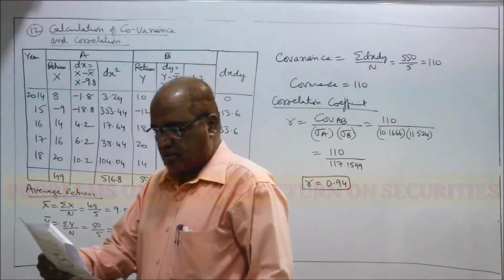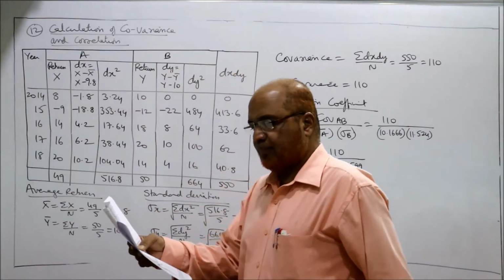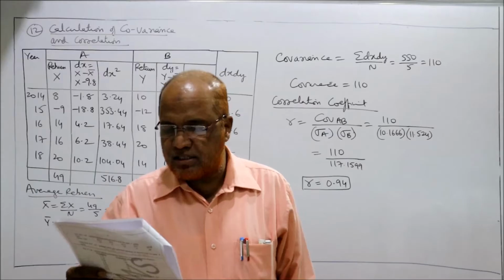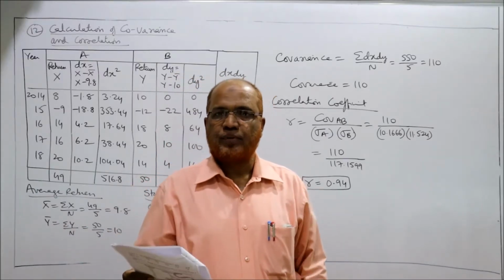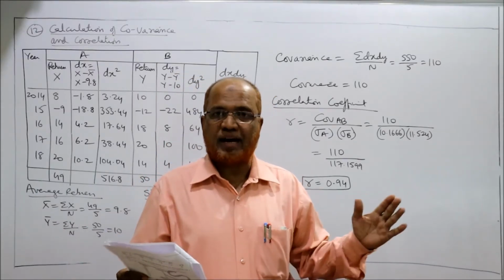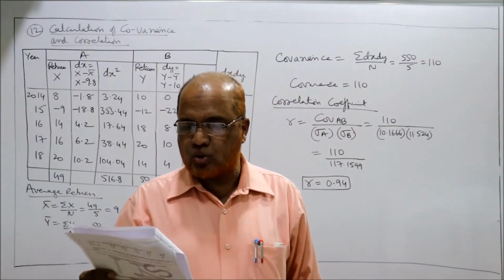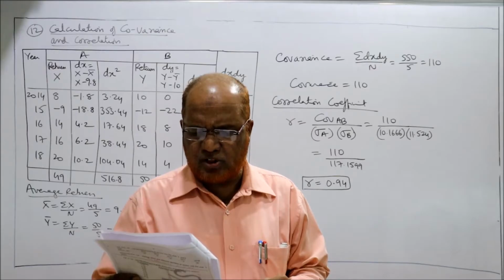So hello students, we were doing problem number 12. See the problem number 12. Stock A and B had the following returns over the last 5 years. So again, past 5 years means ex post returns. Determine the covariance and correlation for the two companies, exactly similar to the previous problem.